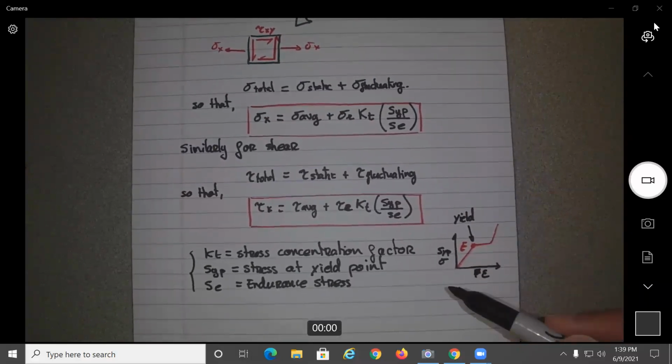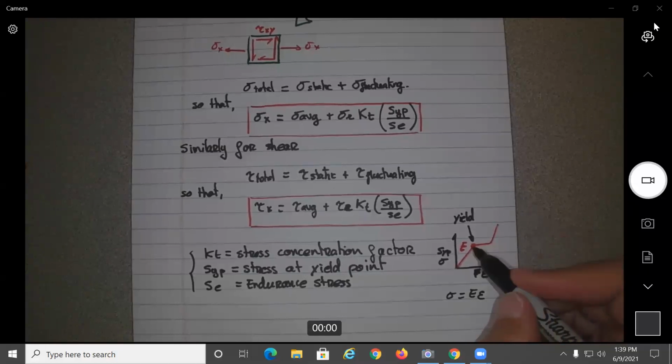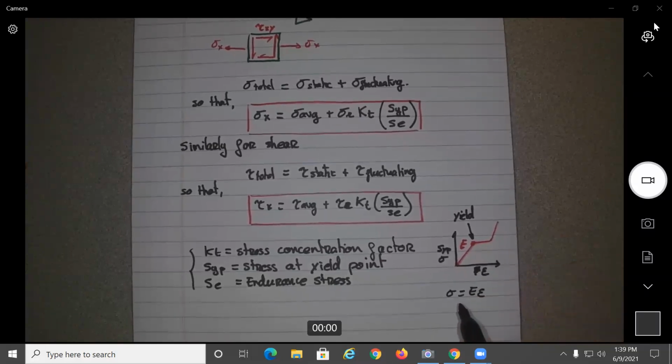How do you obtain this curve? You do the ASTM testing, no? And it gives you sigma equal E epsilon, no? Okay, so this is like having Y equal AX. This is a linear function. So at the point when it stops being linear, that is what is known as the yield point.